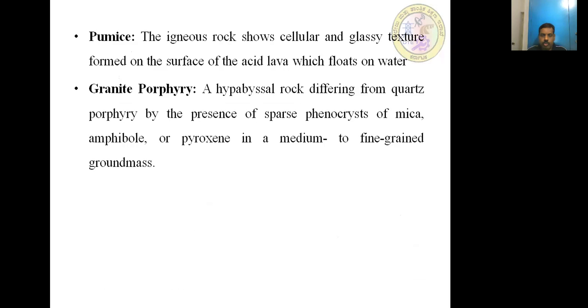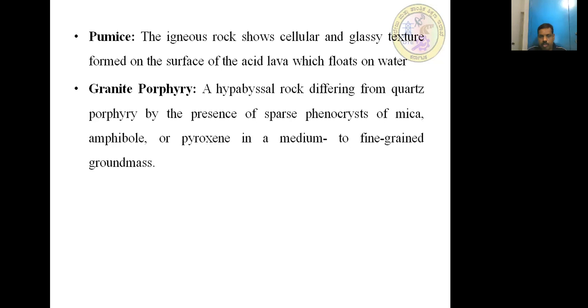So next one is pumice. The igneous rock shows a cellular and glassy texture, formed on the surface of acid lava, and normally it floats on water. That is one of the important characteristics of pumice. It is derived from acid lava.